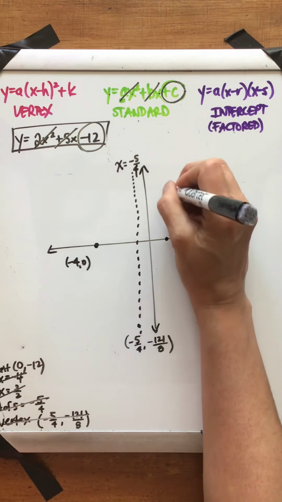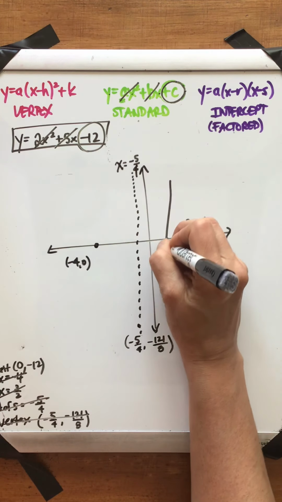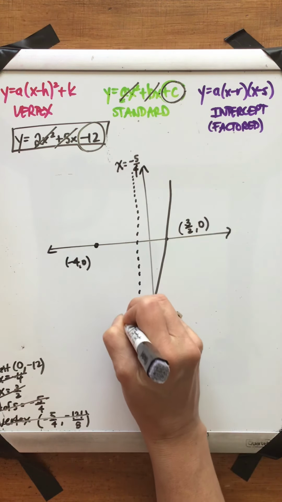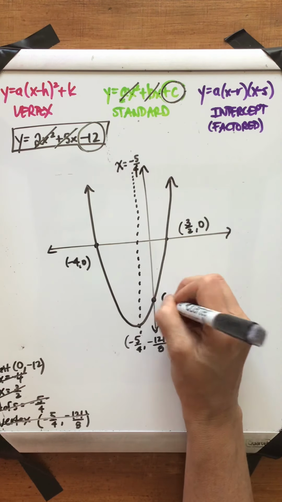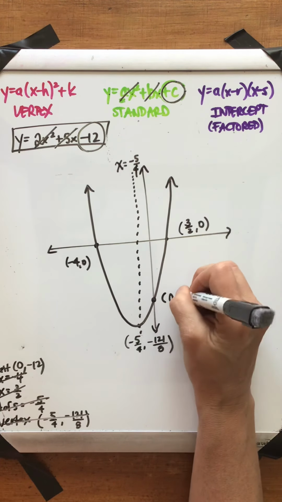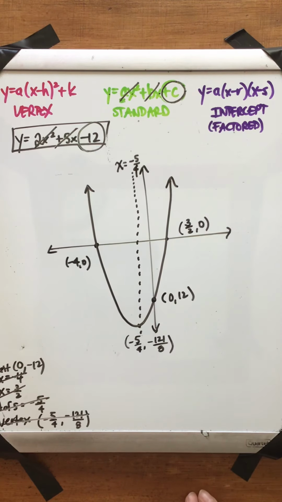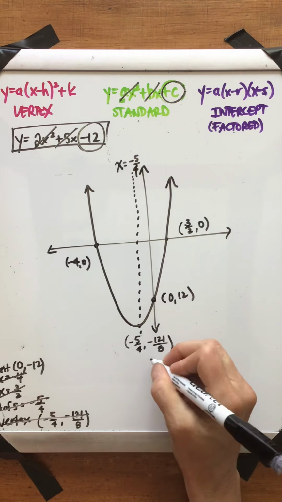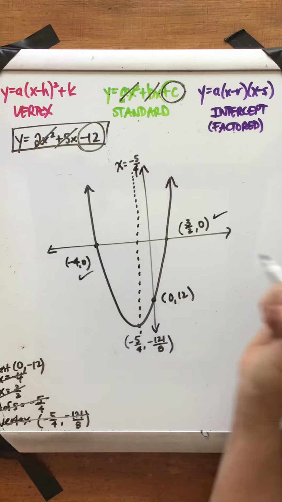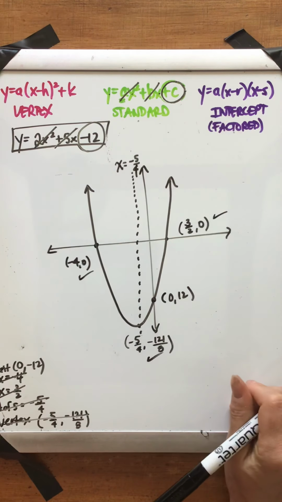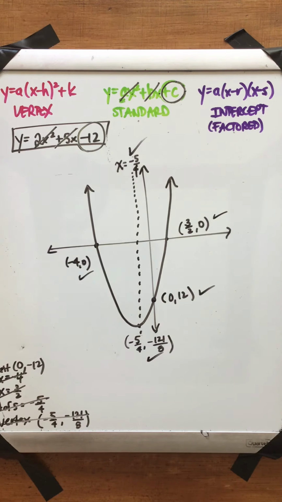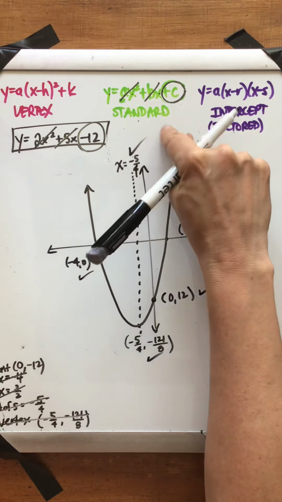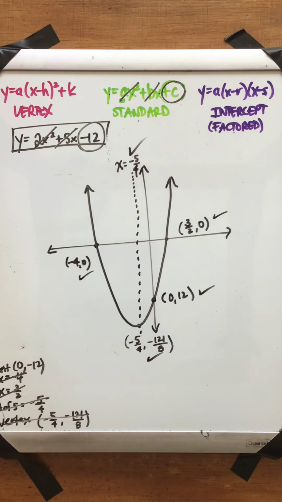So this is not going to be surprising when we go to draw in this curve. It is going to hit the y-axis, and we can label that as 0, negative 12. And look at that, all your key features. You got your x-intercepts, you got your vertex, you got your axis of symmetry, and you got your y-intercept. And we got it all from standard form, which is really great.